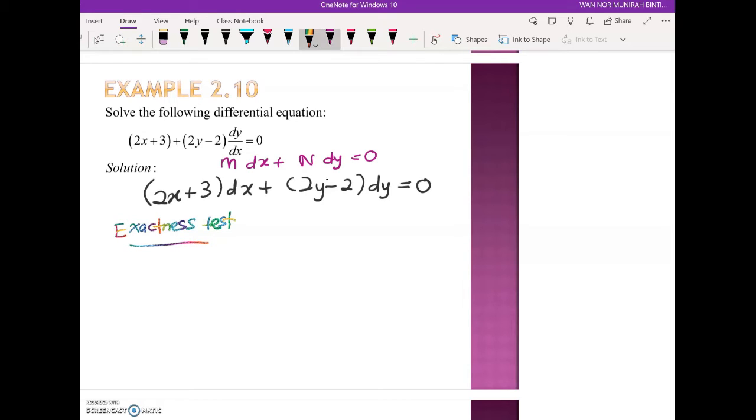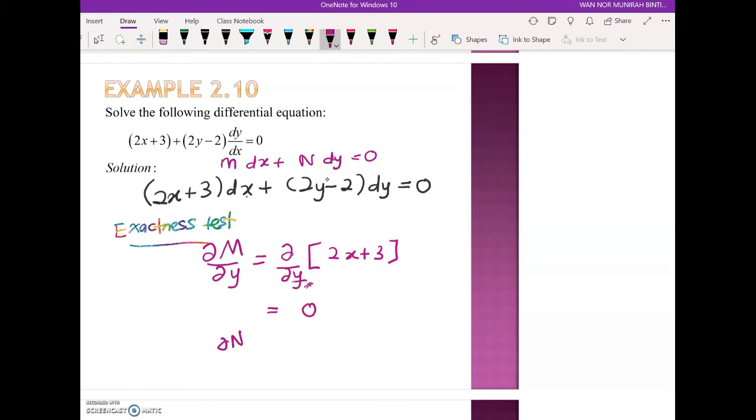Okay, so in order to say that I have an exact equation, what I do is ∂M/∂y, differentiating M with respect to y, the opposite variable. My M here is 2x plus 3. So I want to differentiate partially 2x plus 3 with respect to y, which means that other than the variable y, I must treat it as a constant. Differentiating a constant obviously gives 0.